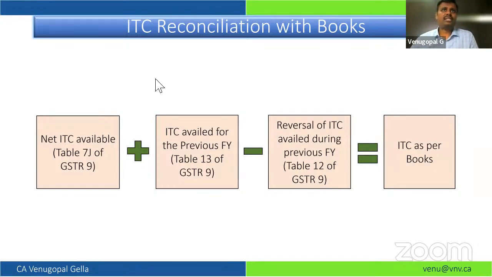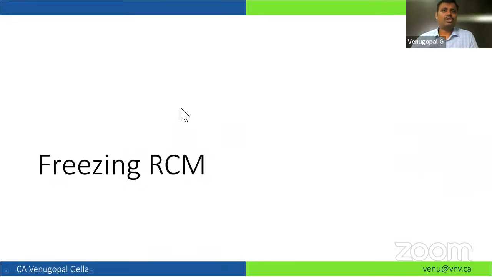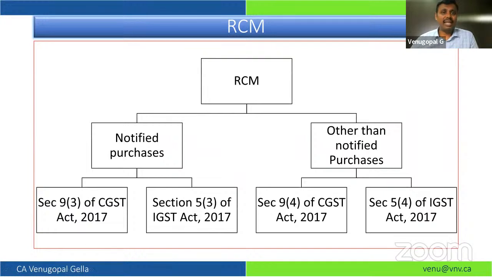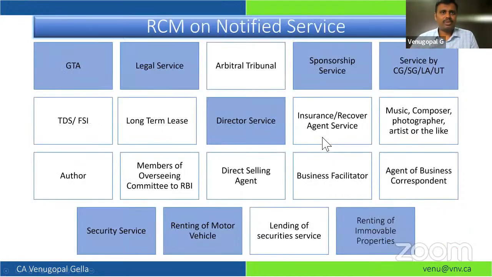You also have to freeze the RCM related ITC. When we say RCM, it's those expenditures which are there in the books without ITC. That means the supplier did not charge GST in the invoice. So we have two levels: notified purchases under 9(3), and in terms of the construction industry, there are URD purchases. Only for a works contractor, on URD purchases, RCM is applicable.